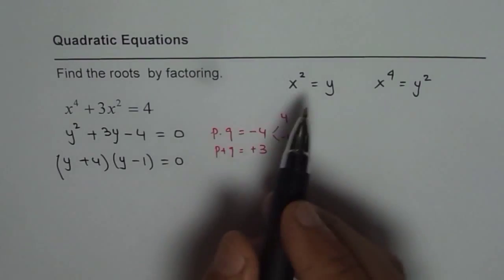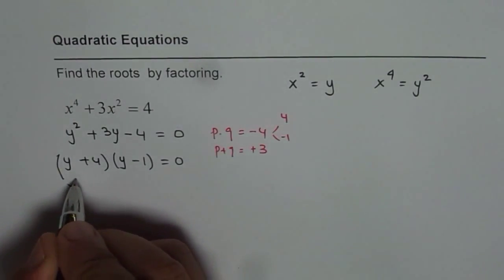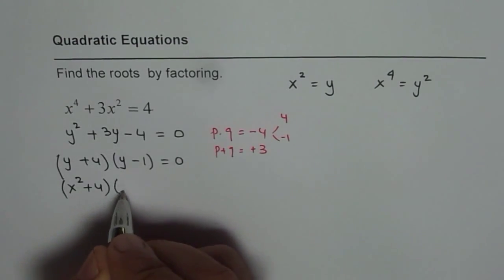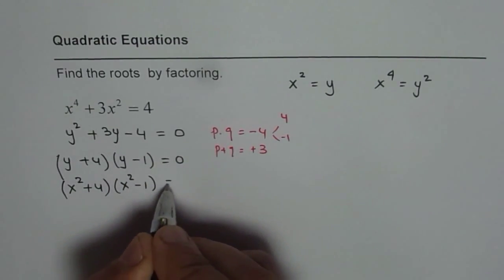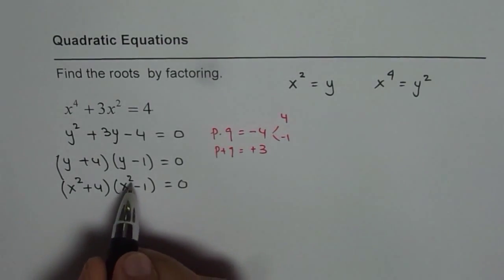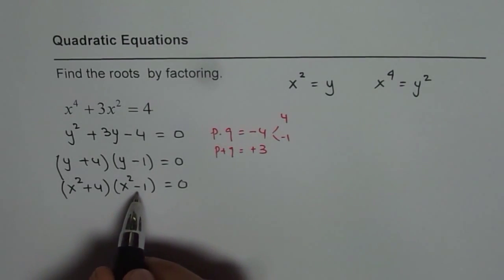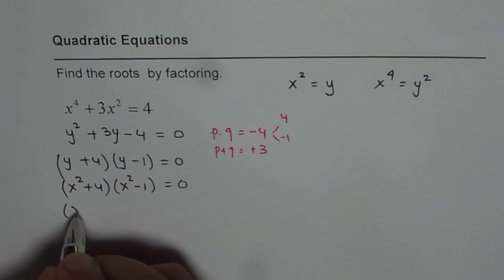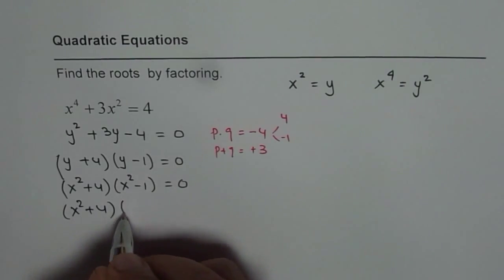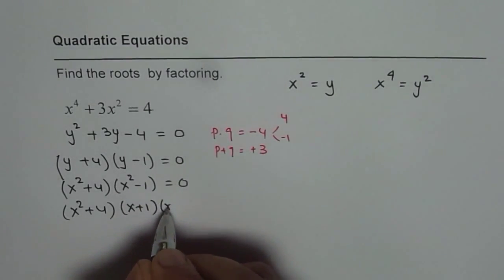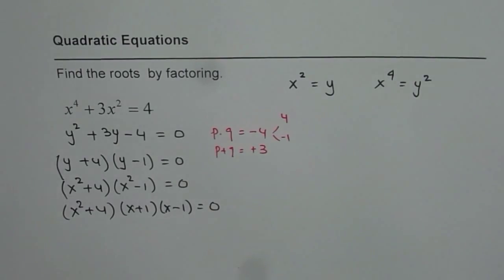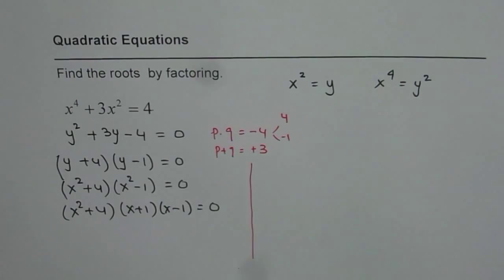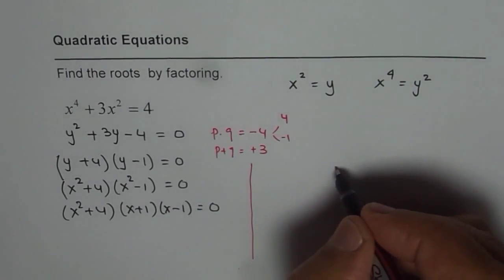So y is x squared for us. So we could write this, now back in terms of x, as x squared plus 4 times x squared minus 1 equals 0. Now x squared minus 1 could be written as a product of difference and sum, right? This is a difference of squares. So we get x squared plus 4 times x plus 1 times x minus 1 equals 0. Now we have three factors, and from these three factors we could expect three solutions, right?